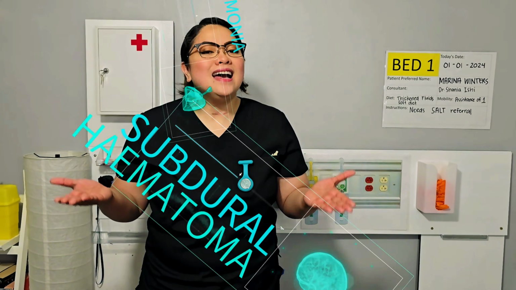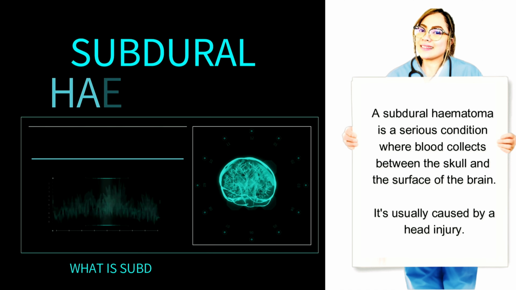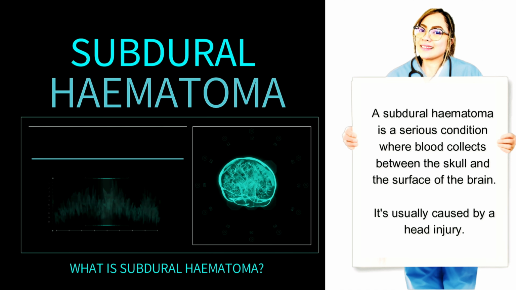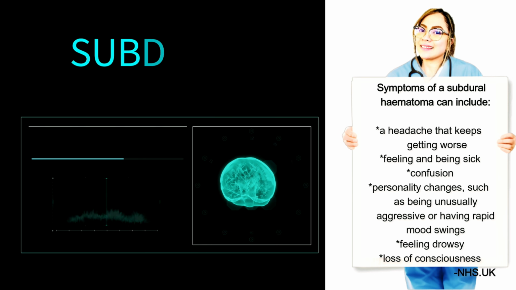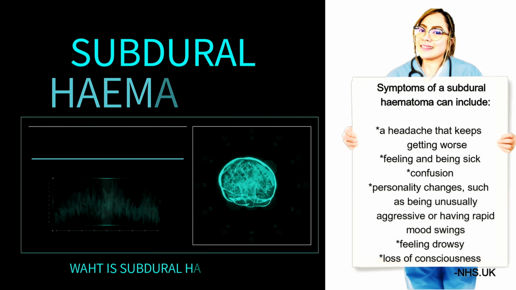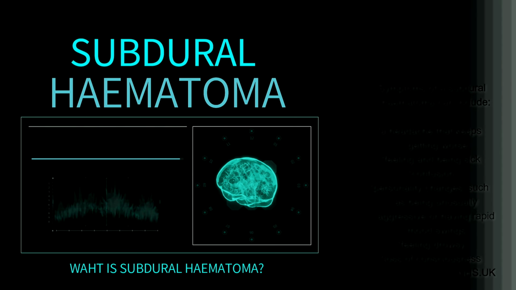It has been decided, we're gonna do subdural hematoma. What is subdural hematoma? A subdural hematoma is a serious condition where blood collects between the skull and the surface of the brain. It's usually caused by a head injury. Symptoms of subdural hematoma can include a headache that keeps getting worse, feeling and being sick, confusion, personality changes such as being unusually aggressive or having rapid mood swings, feeling drowsy, and loss of consciousness.